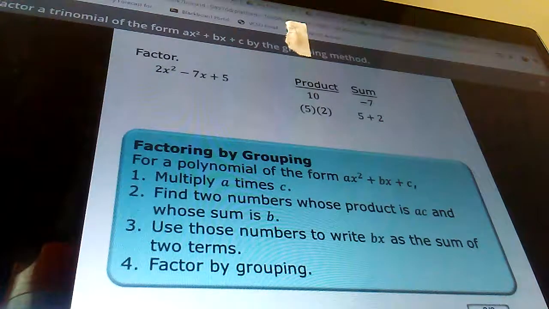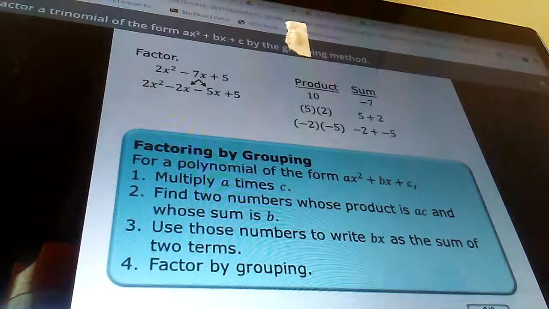To get a positive product and a negative sum, make both numbers negative. Negative 2 times negative 5 is 10, and negative 2 plus negative 5 is negative 7. Now write the middle term, minus 7x, as minus 2x and minus 5x. Don't forget the other terms, 2x squared and plus 5. Now there are four terms.